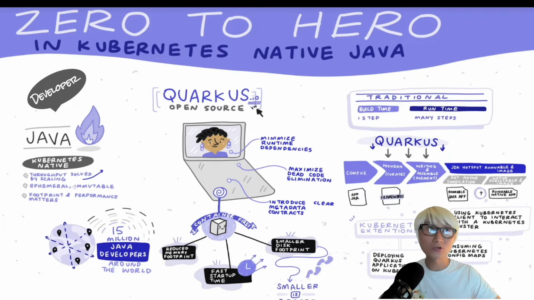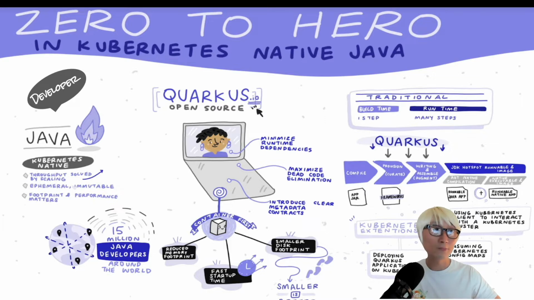This illustration showcases how to get started with Kubernetes native Java application development from scratch, and in the end, you're going to become a hero and a super expert in cloud and Kubernetes native Java app development. So you start as a developer, and Quarkus provides a bunch of benefits and features, specifically container first design, which allows a reduced memory footprint and super fast startup time, as well as a smaller memory and disk footprint.